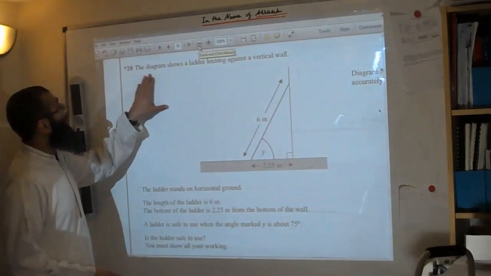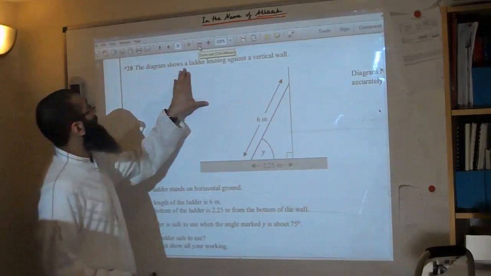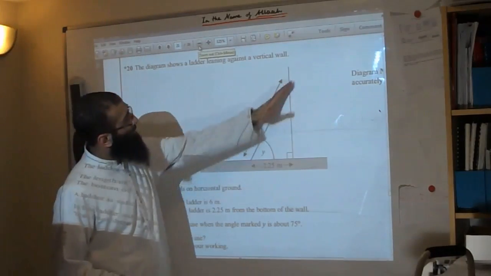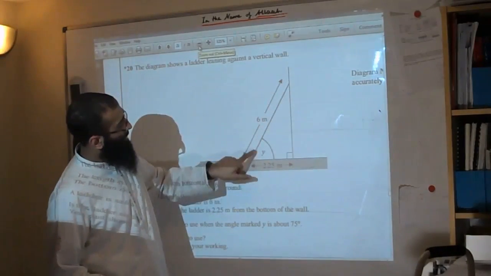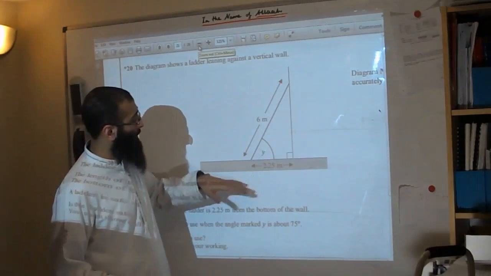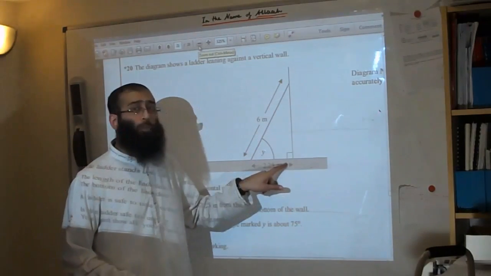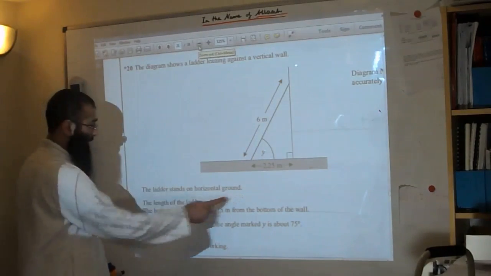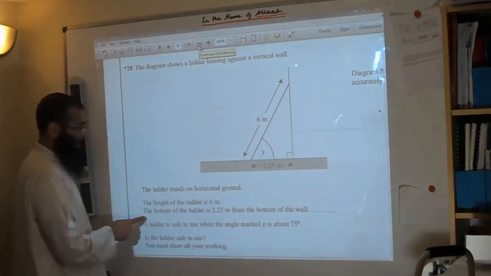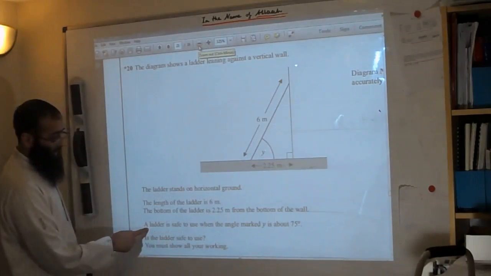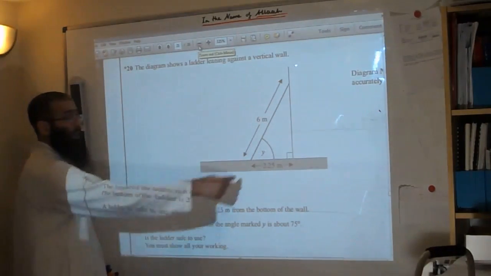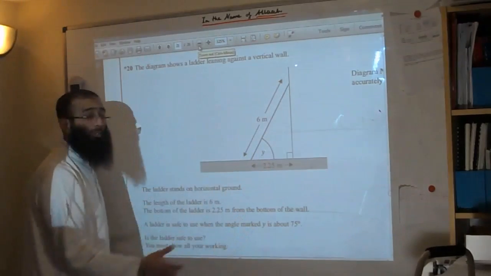Number 20, the diagram shows a ladder leaning against a vertical wall. So here we have the ladder, 6 meters long. It's at an angle y to the floor. It's 2.25 meters away from the wall. That's the wall here. The ladder stands on the horizontal ground. The length of the ladder is 6 meters. The ladder is safe to use when y is about 75. So we've got to work out what this angle is and if it's about 75.